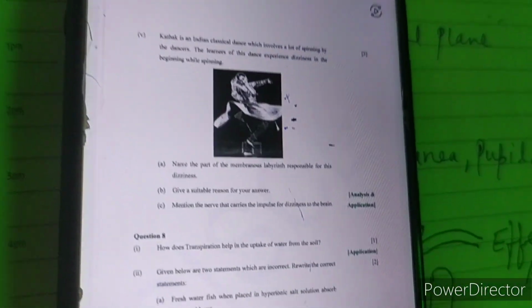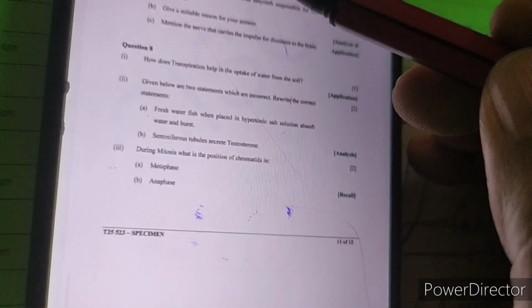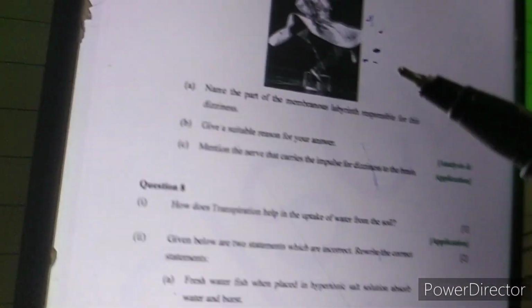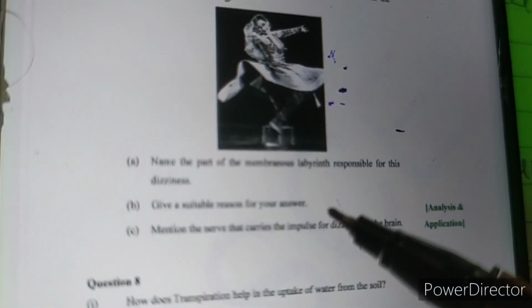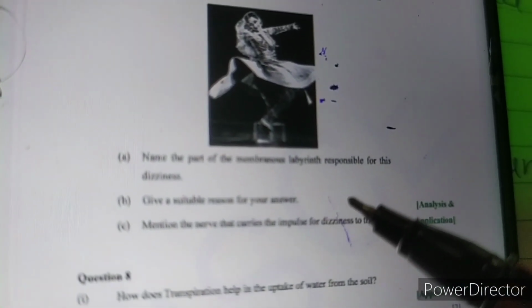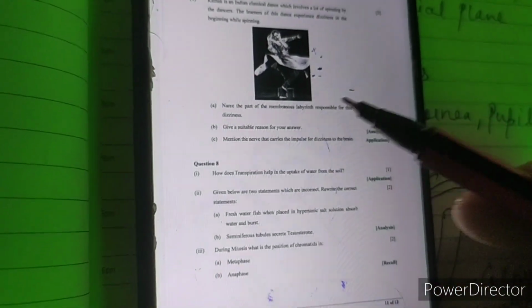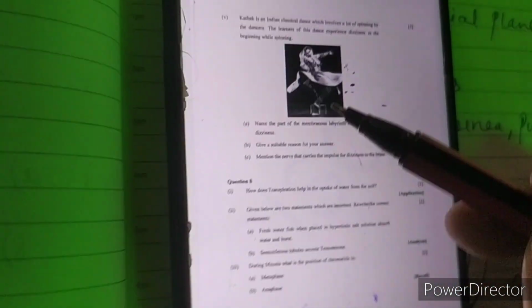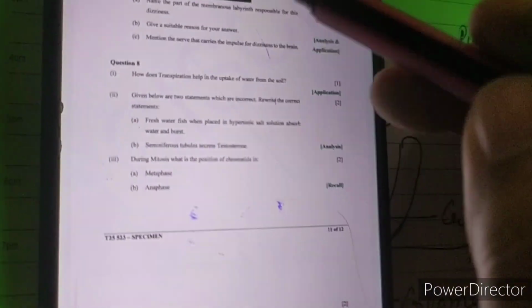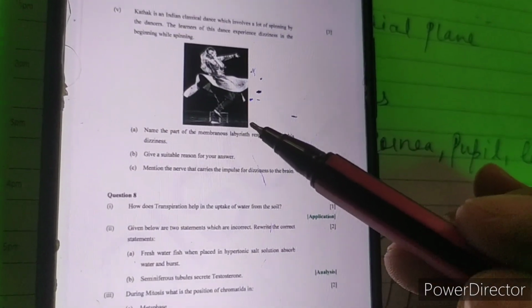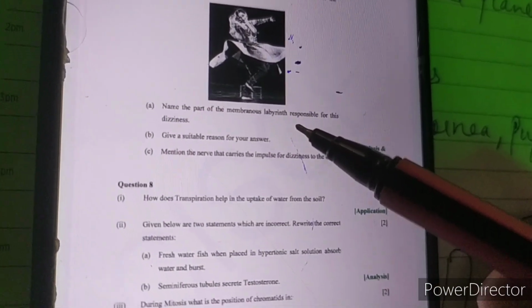Next we come to a diagrammatic question. A dancer is shown dancing in the diagram. You have to name the part of the membranous labyrinth, that is the internal ear, responsible for the dizziness. When you rotate, sometimes your head starts spinning round and round. Why is it so? Because of the semicircular canals in the internal ear.